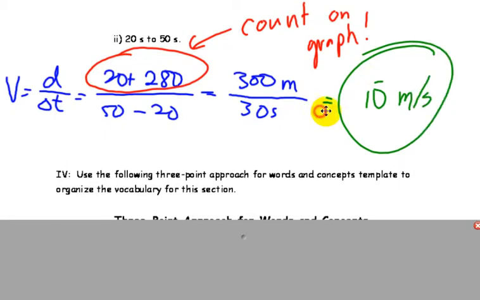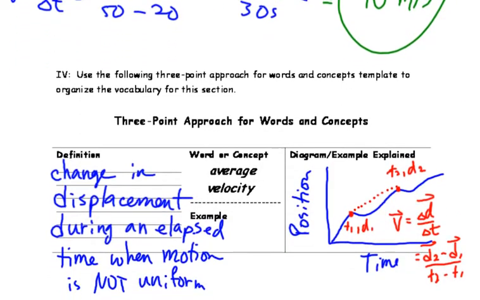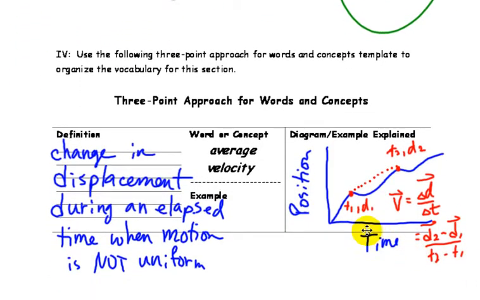Vocab terms here, we just have the one, I believe. Average velocity: change in displacement during an elapsed time when motion is not uniform. So it could be speeding up, slowing down, changing direction, etc. Finding the 2 points on the graph in question for the 2 times, the 2 clock readings: D2 minus D1 over T2 minus T1.